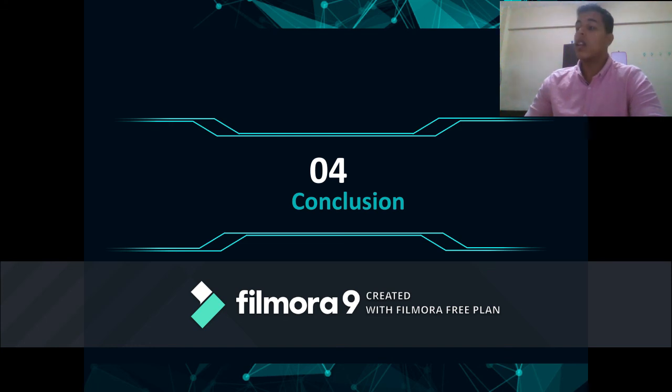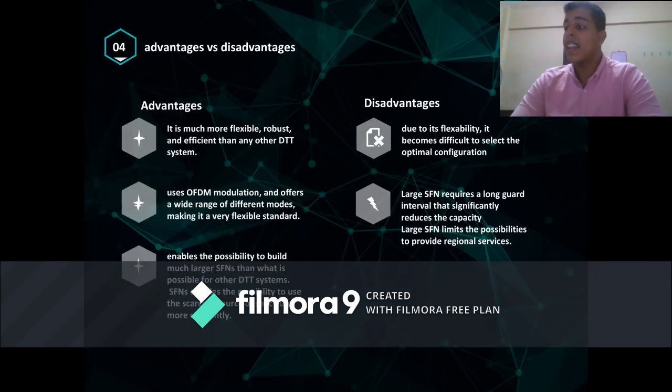Lastly, for the conclusion, we're going to mention the advantages and disadvantages. For the advantages, it's much more flexible, robust, and efficient than any other DTT system. It also uses OFDM modulation and offers a wide range of different modes, making it a very flexible standard. It also enables the possibility to build much larger SFNs than what is possible for other DTT systems. SFNs enable the possibility to use the scarce resource of spectrum more efficiently.